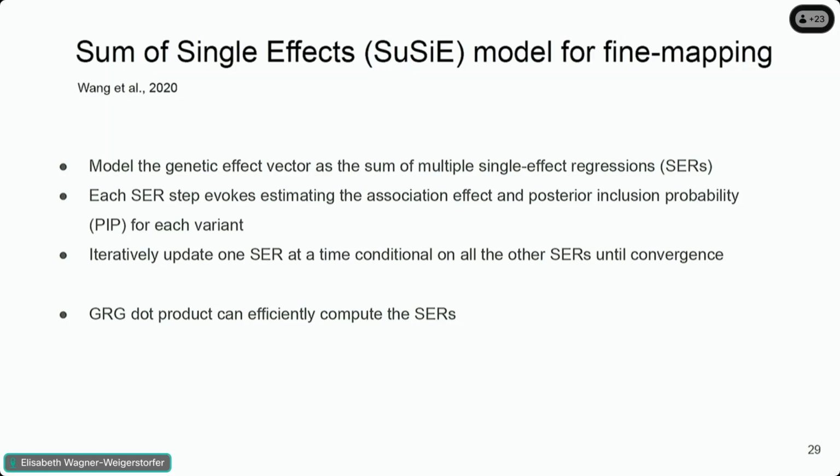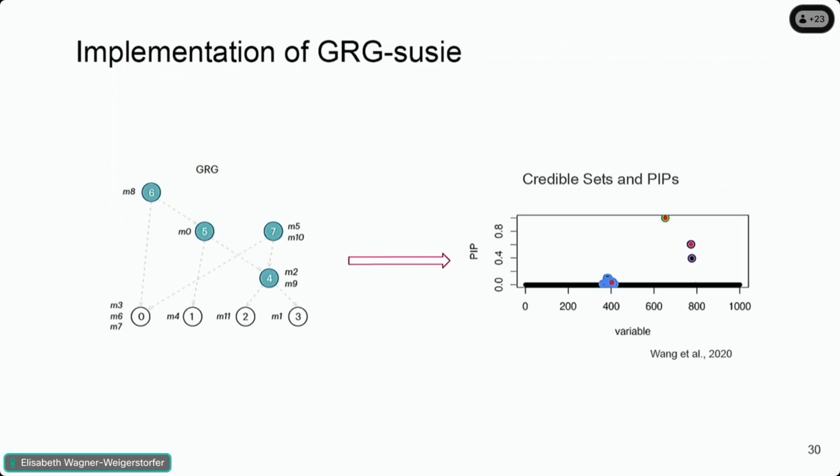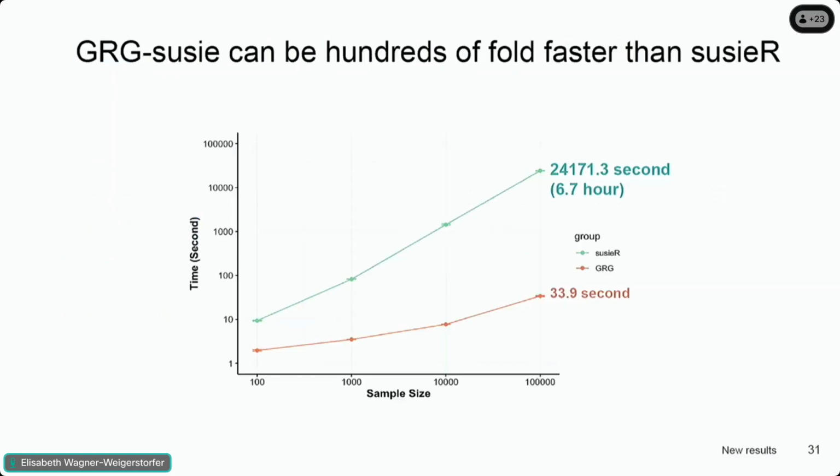Each of these single effect regression steps is very similar to a regular association step, and that's something we know we can do very fast with this GRG GWAS approach. So we wanted to try: could we just do the same thing as the SuSiE model and see if we're much faster? We pretty much do the same thing line by line, but with our library compared to the original R package.